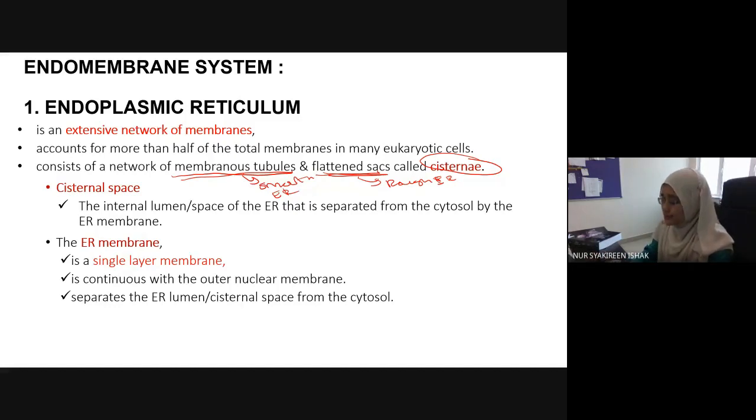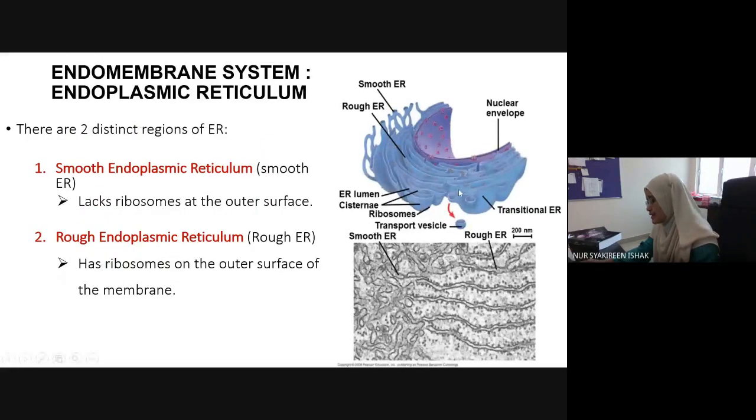Okay, so inside the cisternae you have space. We call it the cisternal space, which is the internal lumen or space of the ER, which is separated from the cytoplasm by the ER membrane. So the ER membrane is a single layer membrane. It is continuous with the outer membrane of the nuclear envelope, and separates the nuclear lumen or the cisternal space from the cytoplasm. So this is the cisternal space, yang ruang dah ni, cisternal space.